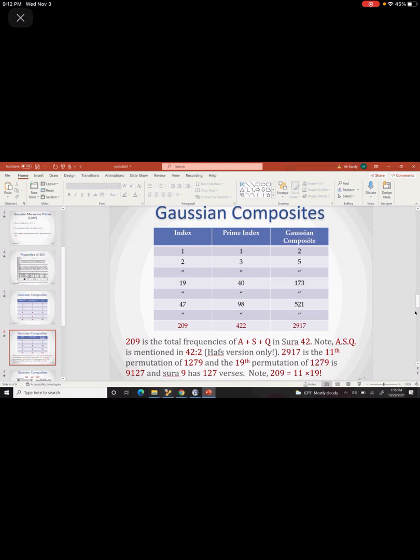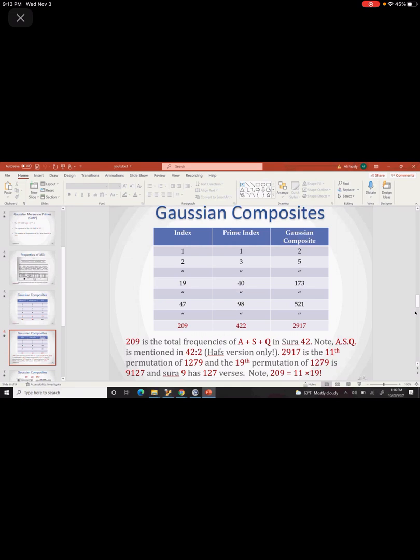Furthermore, 2917 is the 11th permutation of 1279, and the 19th permutation of 1279 is 9127. So we have 11 and 19, but 209 happens to be 11 times 19. This tells you why it's supposed to be 11 times 19.